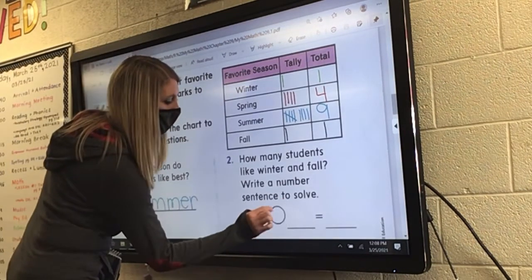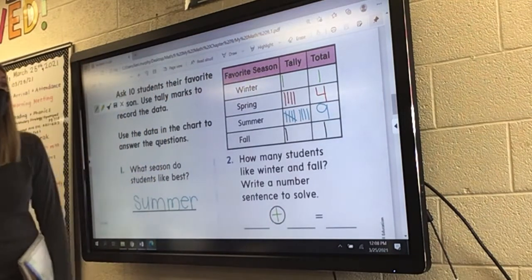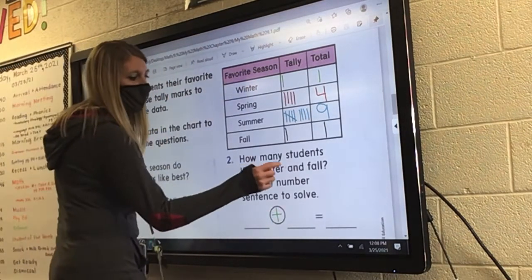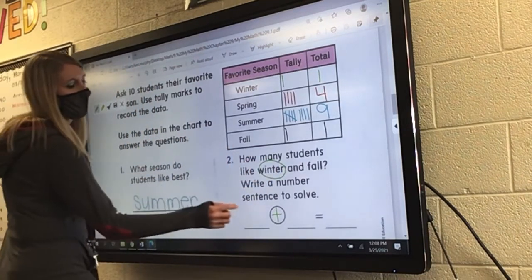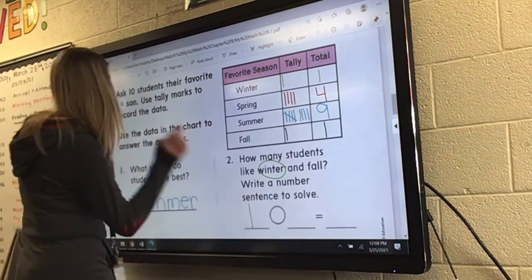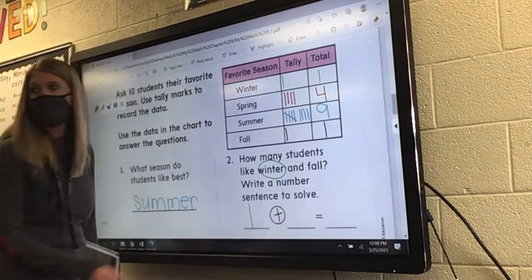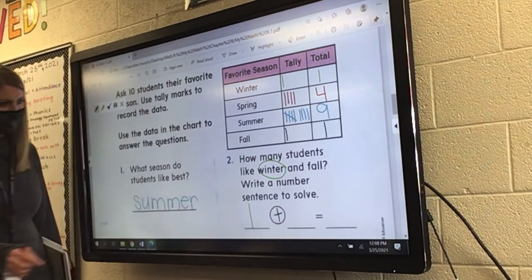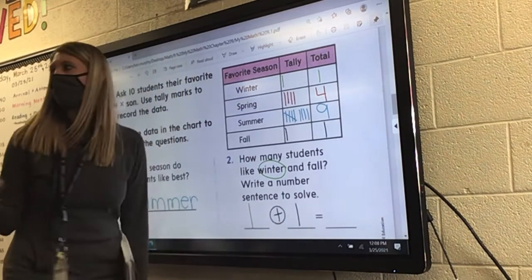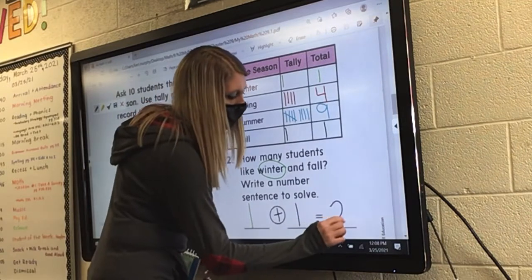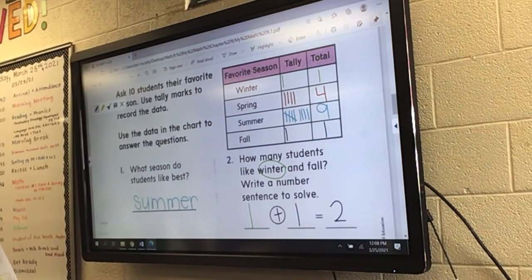They chose winter and fall. Now, we're going to write a number sentence. So my first thing is, how many students like winter? Everybody, how many like winter? Good. 1. And then I'm going to add fall. And how many like fall? 1. So 1 plus 1 equals 2.